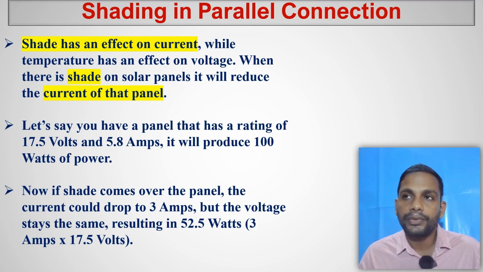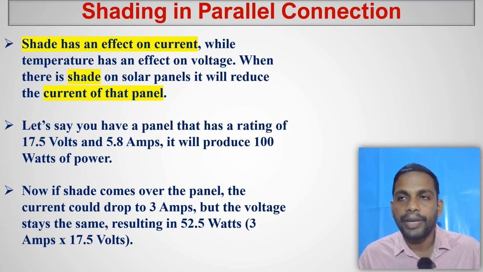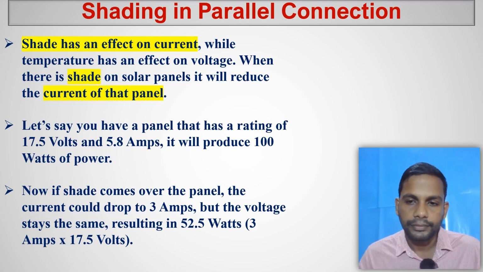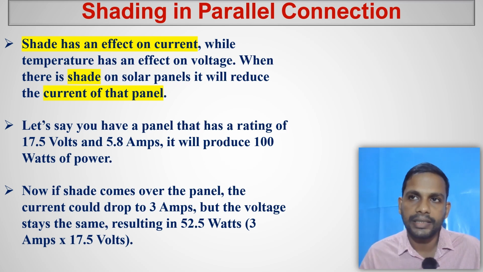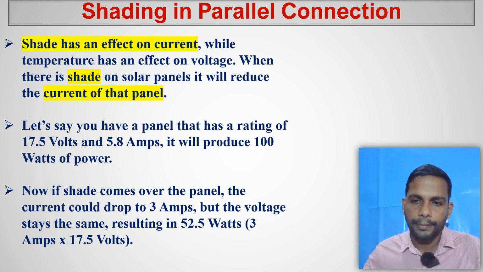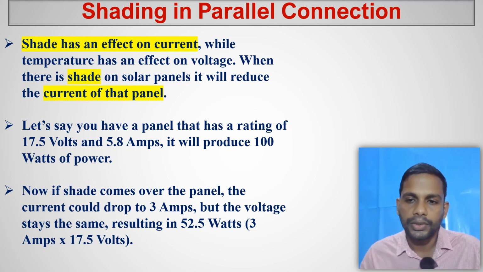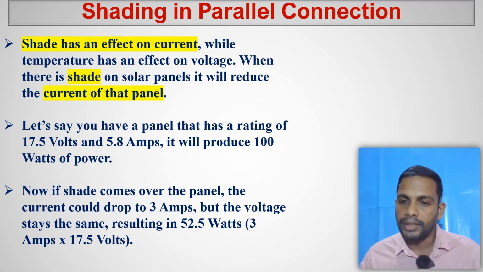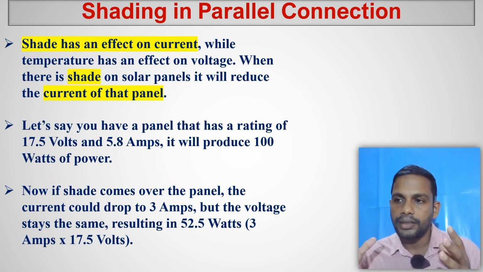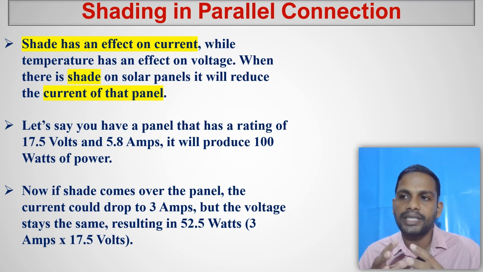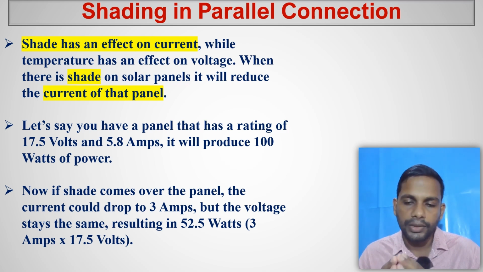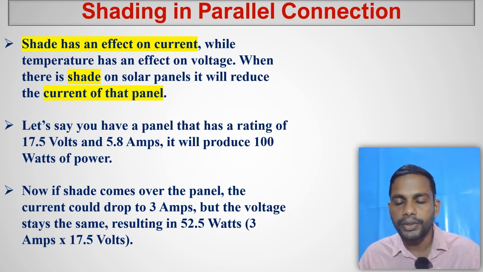Now if you want to talk about the impact of one shaded module in a parallel connection, the impact is very minimal, because in parallel connection each module is connected separately to the source. So if a particular module is shaded, only that module loses performance, and the other modules will not be impacted.